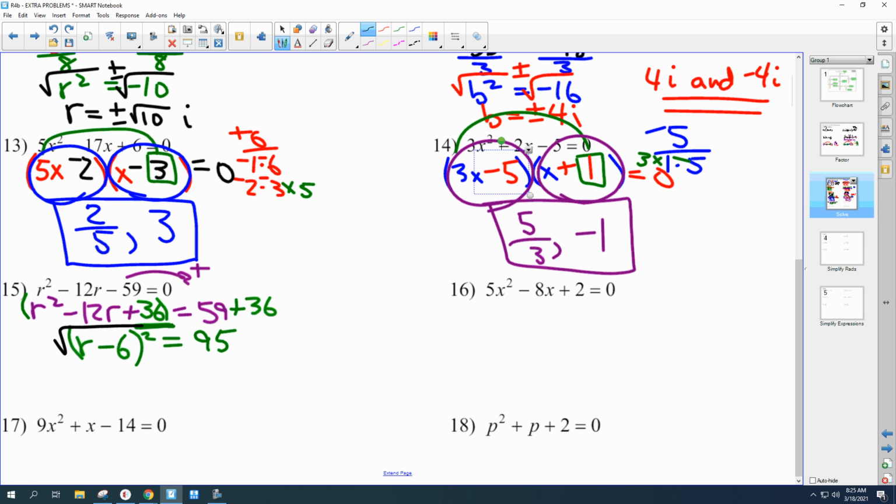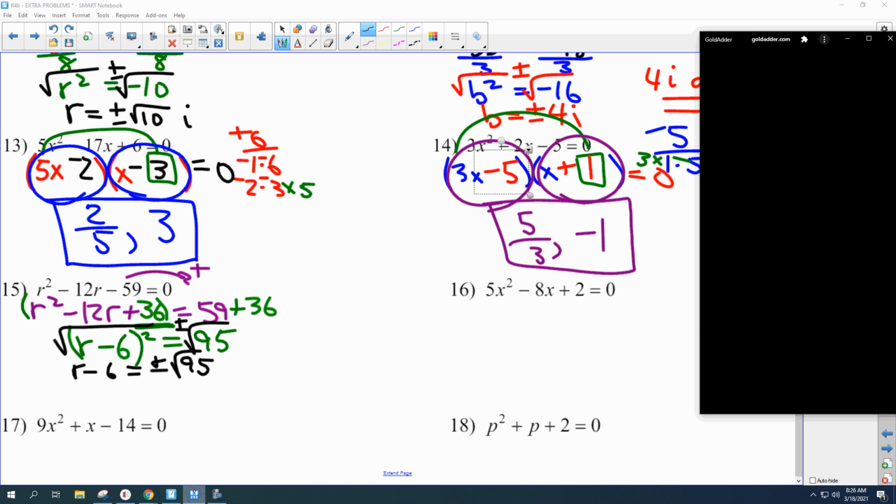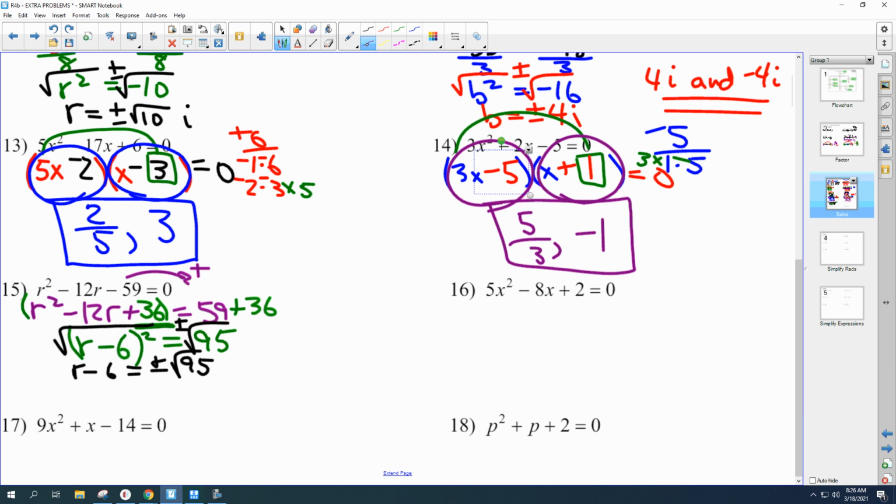So let's get rid of the squared. We're going to square root, plus or minus. R minus 6 equals plus or minus square root of 95. Now, if you could reduce that easily, I would do that. But when it's something tough that I don't know, I might just get my calculator. Okay, so we're still isolating. Let's add 6. And at that point, you're going to see R equals 6 plus or minus square root of 95.